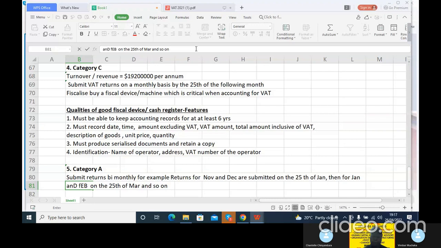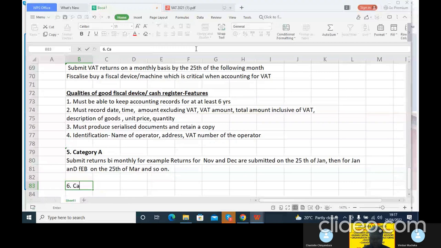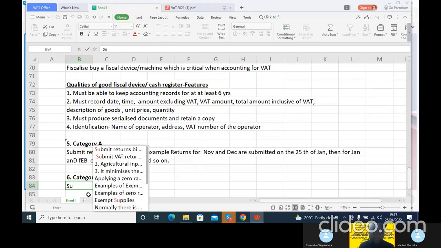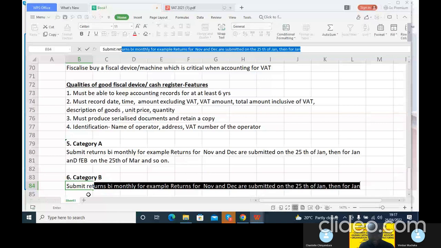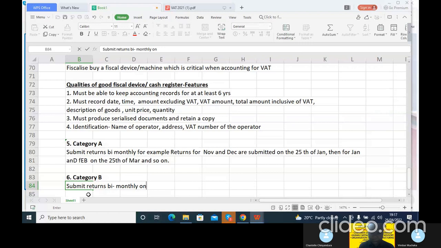Then there are category B registrants. Category B, they submit returns bi-monthly, on the 25th of April and so on.